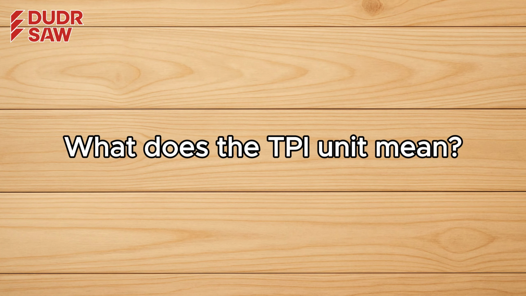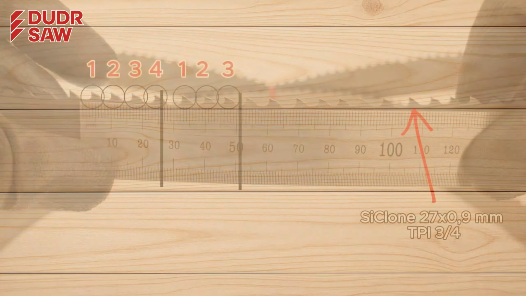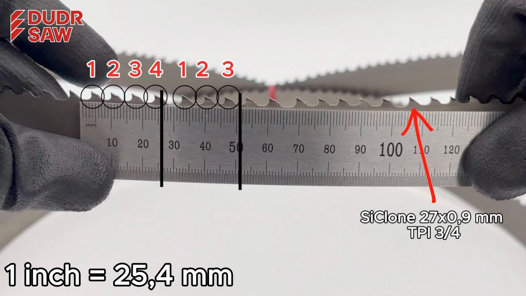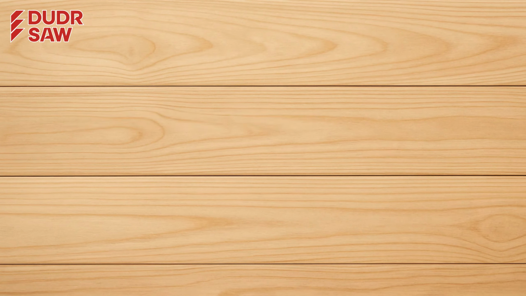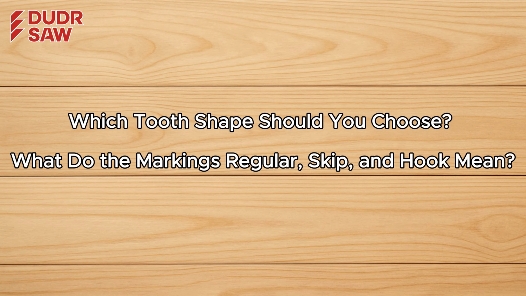What does the TPI unit mean? TPI stands for teeth per inch and indicates how many teeth are present on 1 inch of the blade. Which tooth shape should you choose? What do the markings regular, skip, and hook mean?